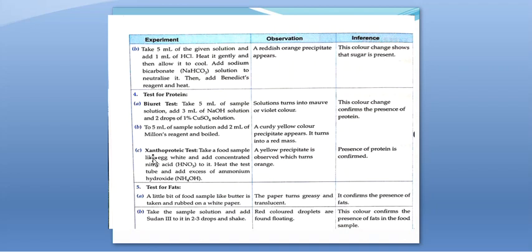Test for protein. We can take 5 ml of sample solution and add 3 ml of sodium hydroxide and 2 drops of 1% copper sulfate solution. The solution turns into violet color or mauve color, which shows the presence of protein.